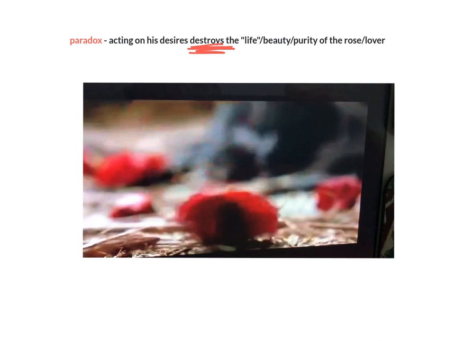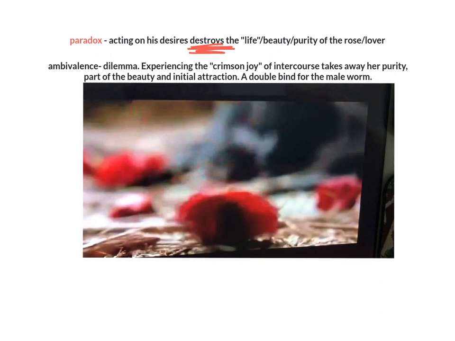In terms of ambivalence, just a posh word for mixed feelings, but no harm in using some posh words here and there in English lit essays. This gives the worm, or lover, a dilemma. He desires this rose, but the act of having physical intimacy with it, allowing his sexual desire to manifest and be acted upon, also has consequences. It destroys the beauty and the purity of the rose. Let's illustrate that with this little clip here.